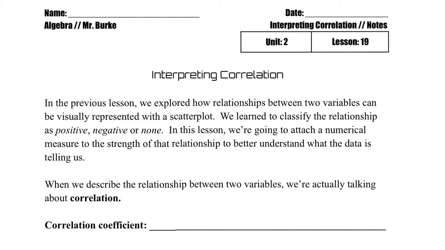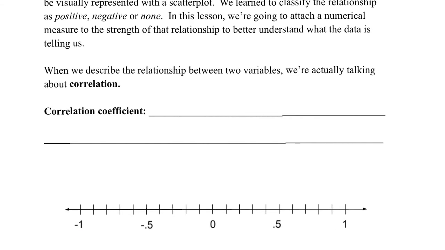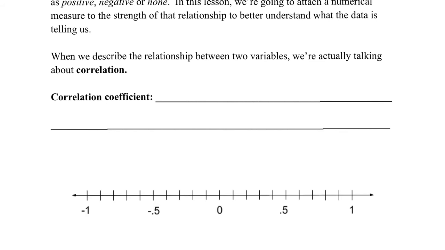All right, so now that we've talked about how you can have a positive relationship, a negative relationship, or no relationship, let's actually quantify that, meaning let's attach an actual numerical statistic to that, an actual measure. So when we talk about relationship, what we're really talking about is this thing called correlation. And the number that's attached to that, the quantification of that, is called the correlation coefficient.